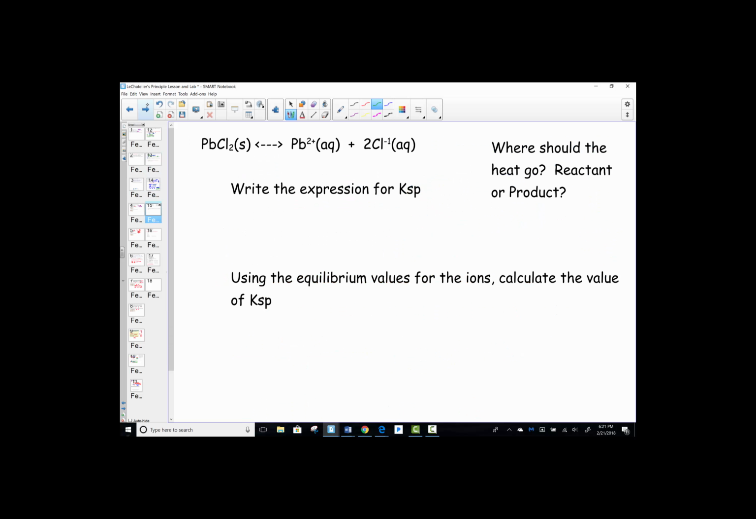Let's talk about part C. Oops, I already wrote this part out, didn't I? The expression for the KSP, you're asked to write that in your lab notebook. Remember that it was the aqueous ion of lead times the aqueous ion of chloride, but that needs to be squared. And we found out how to calculate those.